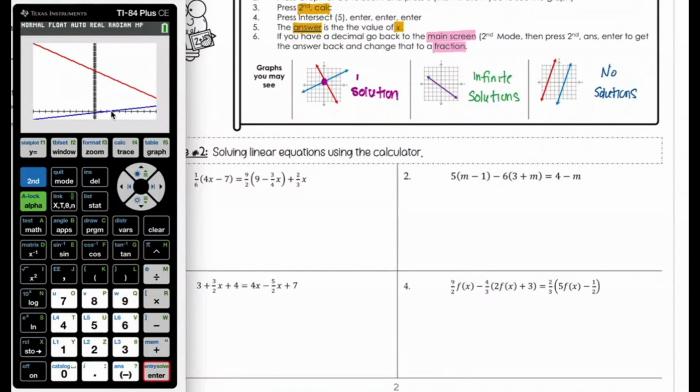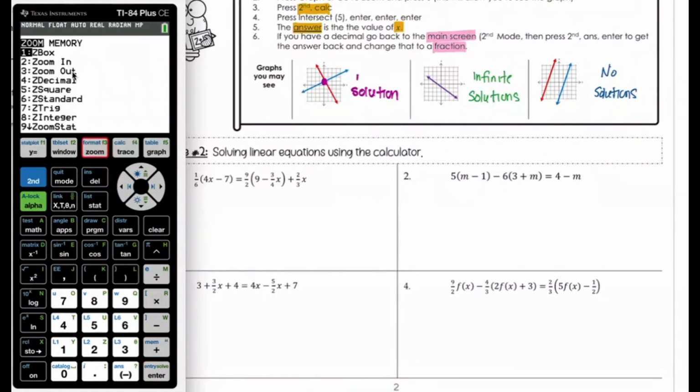So I do see that these 2 lines are going to intersect somewhere over here. If I do not see the point of intersection, I will not be able to find it using the calculator. So I need to go back to zoom. This time I need to zoom out. So zoom out.